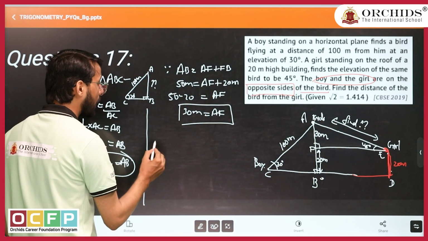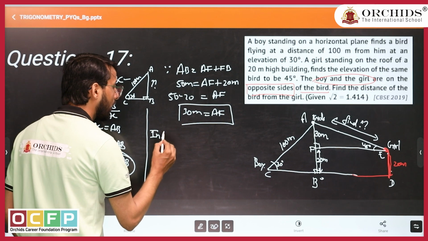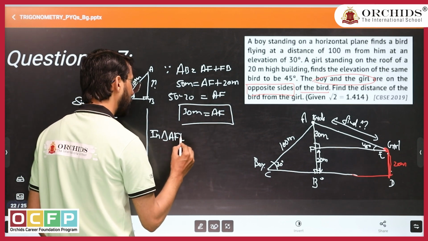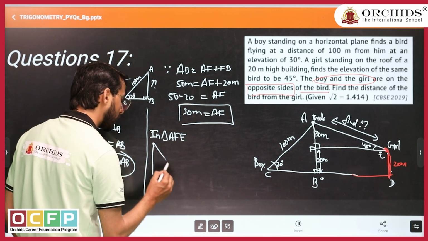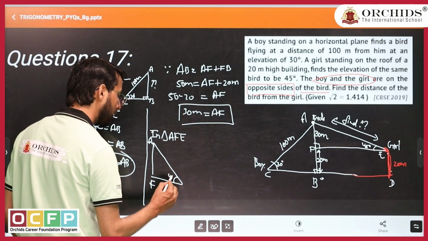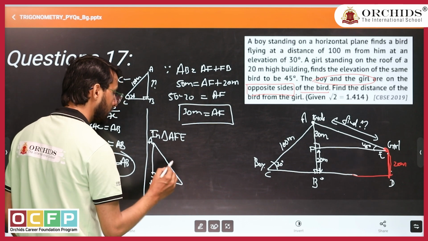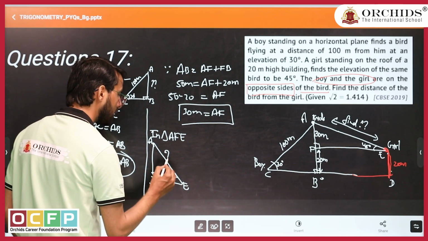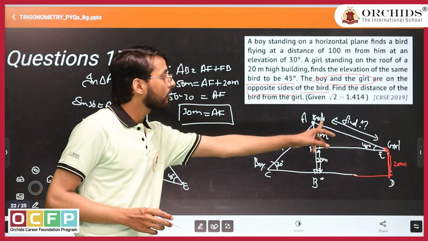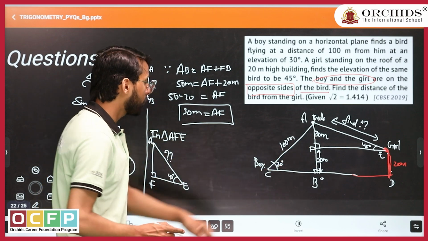Can you see now we have a very small triangle, a triangle named AFE. In this triangle we can see it looks like this, with AF, 45 degree, 90 degree, E. This length AE is the distance of the girl from the bird, and AF was 30 meter.